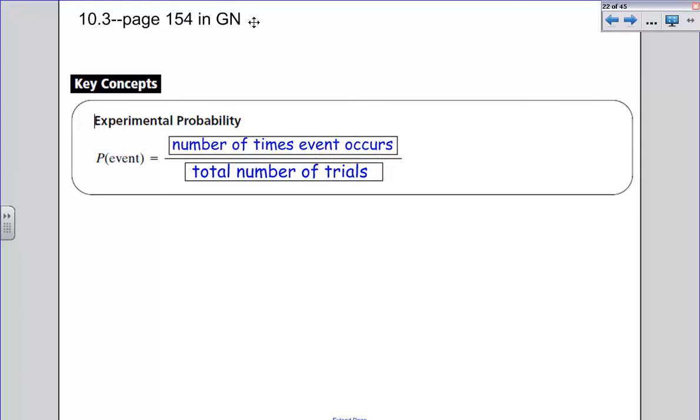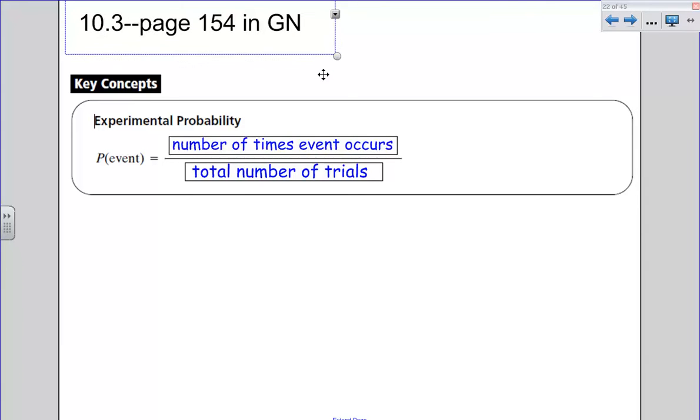So in our notes, we're on page 154. If you need to hit pause to get your notebook out, then you can go ahead and do that. I'm going to continue on, and you just pause whenever you need to take a break.